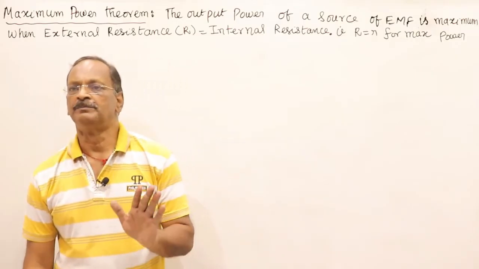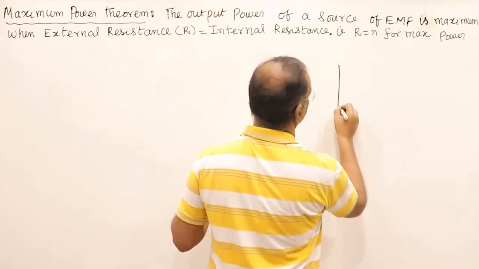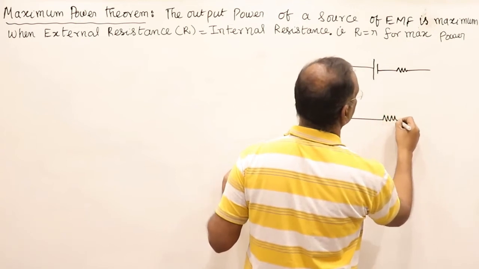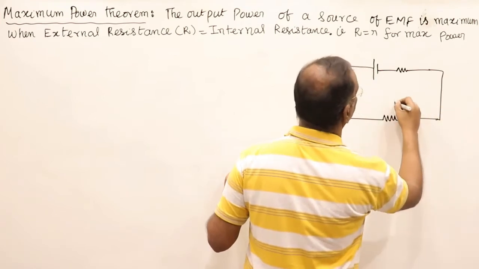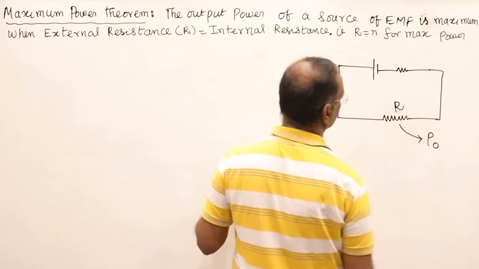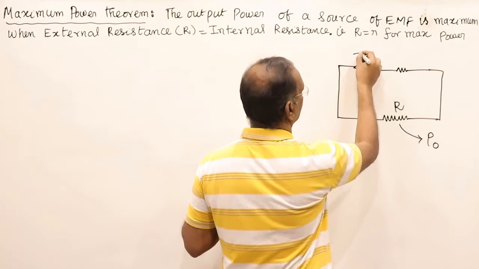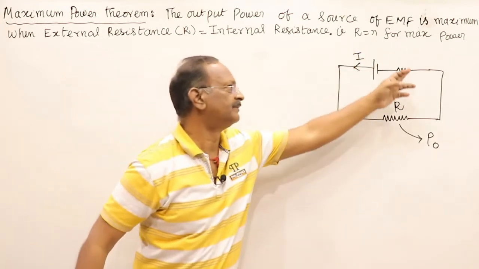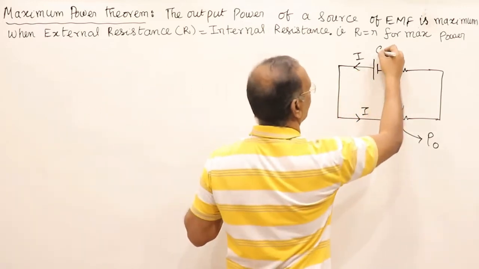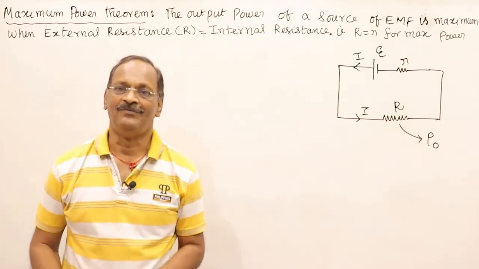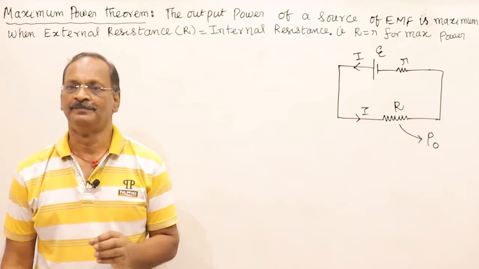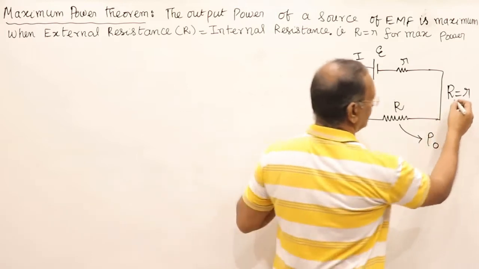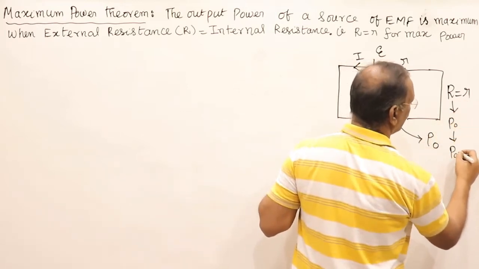Maximum power theorem. The output power of a source. Let us have this diagram. This is a battery with internal resistance, and output is taken from the external resistance. The power output is taken here, and the current is flowing this way. By the maximum power theorem, the power output of a source of EMF will be maximum when the external resistance is equal to internal resistance. In that condition the power output will be maximum.